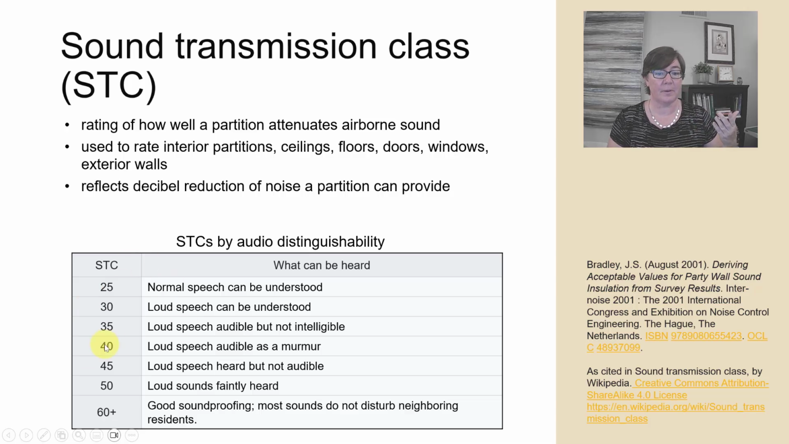And moving up to loud speech, you can hear it, but you can't tell what the words are. It's just like a murmur on the other side. That's somewhere in the 35 to 40 range, right? And this is going to be your typical wall with just 2 sheets of chipboard, one on either side, and nothing else. You can hear somebody talking on the other side. Usually you can't tell what it is they're saying. Right. Moving up to some excellent STC ratings, we've got in the 45 and 50. If there's a loud sound, yeah, you can hear it faintly, but just a little bit. Right.